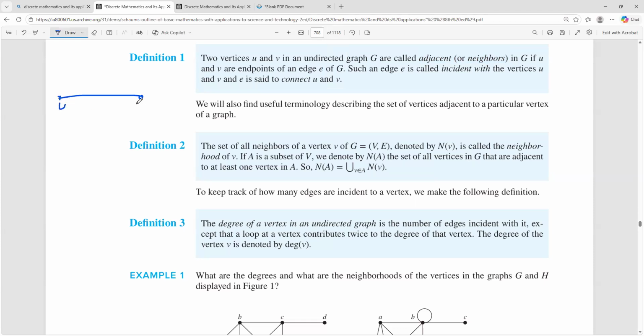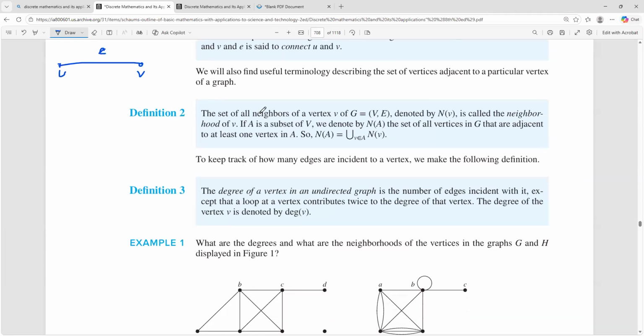This is U. This is V. So we know that U and V are adjacent because they share an edge. Let's call this edge E. And now comes the notion of a neighborhood. If there exists a subgraph, let's talk a bit more about a subgraph or a subset, right? So if I can create some subset of V denoted by N of A, of adjacent vertices, that is the set of all neighbors of vertex V.